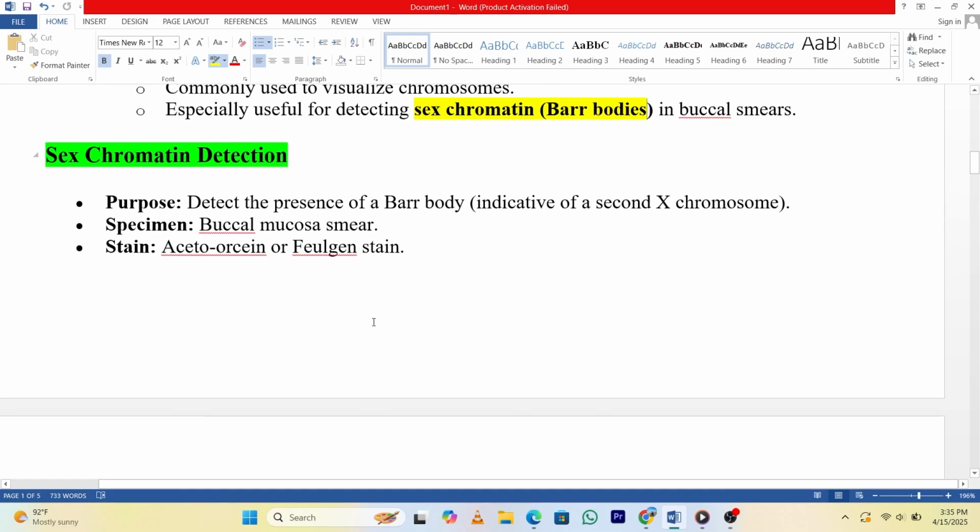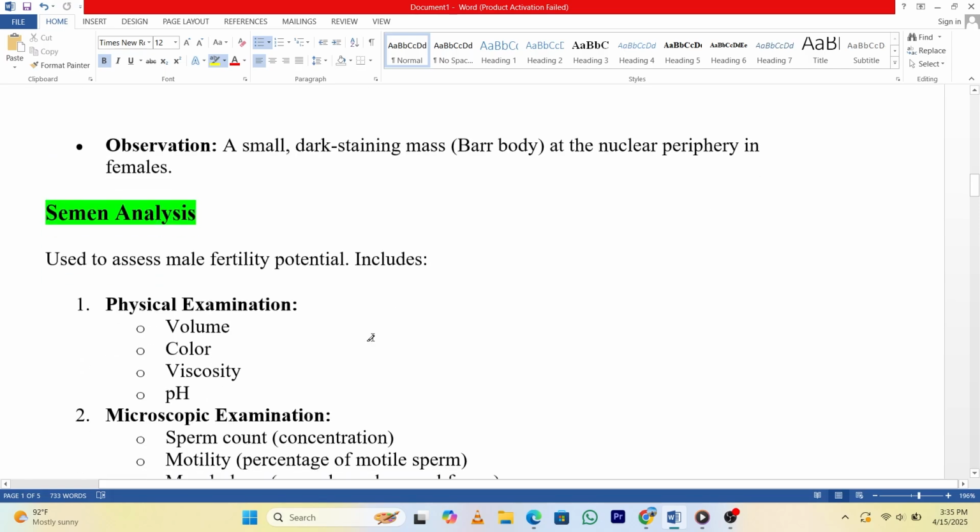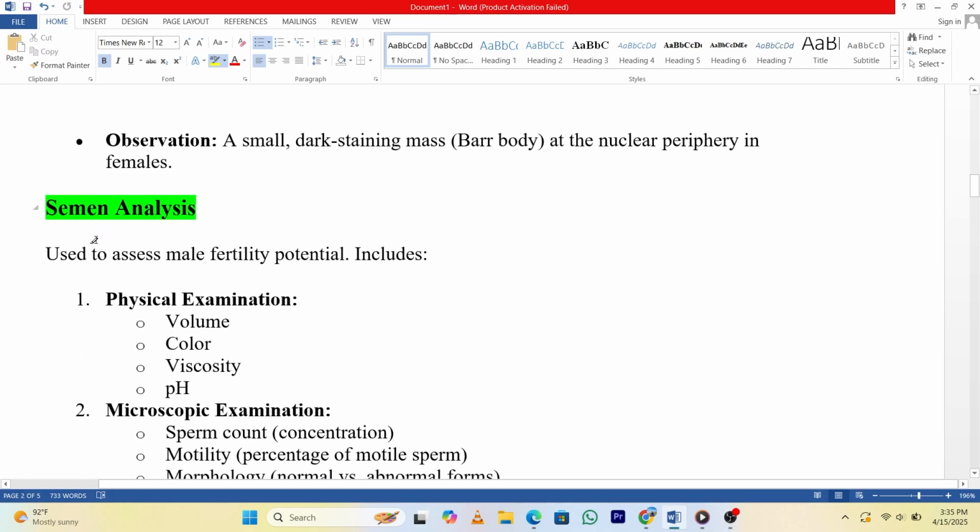Sex chromatin detection. Purpose: detect the presence of a bar body, indicative of a second X chromosome. Specimen: buccal mucosa smear. Stain: acetoarsine or Feulgen stain. Observation: a small, dark staining mass, bar body, at the nuclear periphery in females.